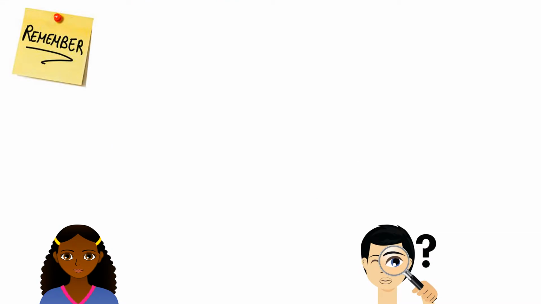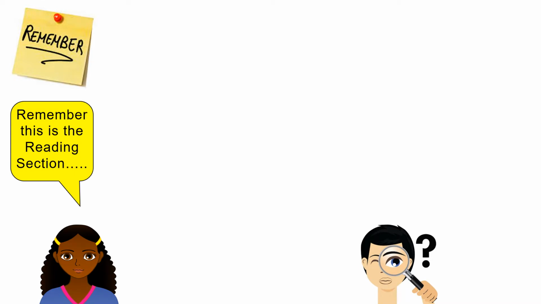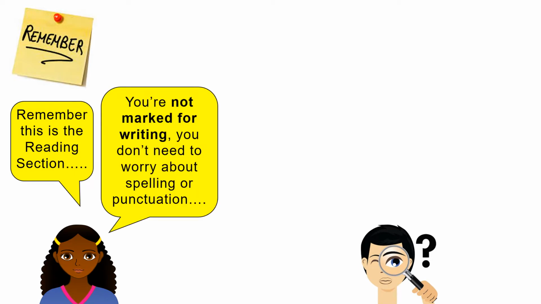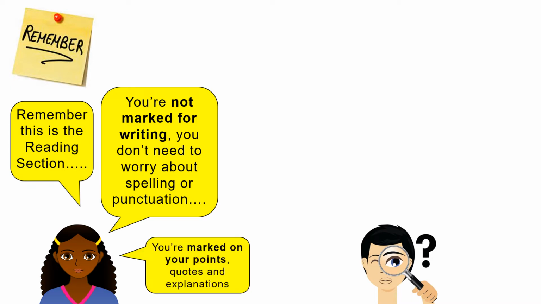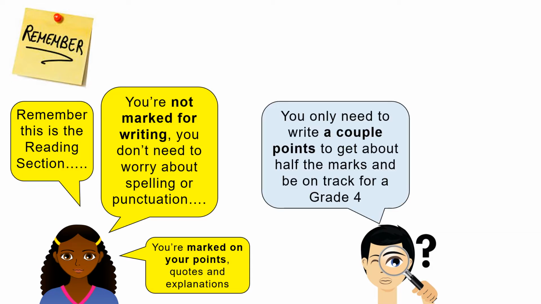Okay, so we've read the box, we know what to expect in the extract, we've scanned the questions and we know what the bits in red are, and now I just wanted to give you some general advice about these reading questions. So this is the reading section. You are not given any marks for writing, so you are writing your answers, but you don't get any marks for accuracy, so you don't need to worry about spelling or punctuation. You're not marked on the accuracy of your writing, you're really just marked on the points that you make and the quotes and explanations you use to make those points.